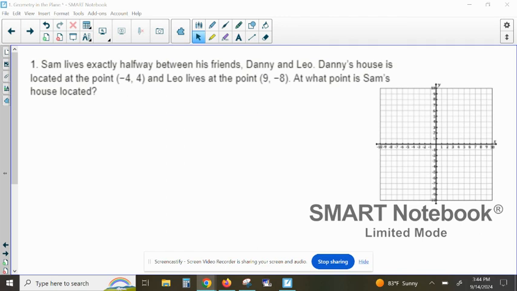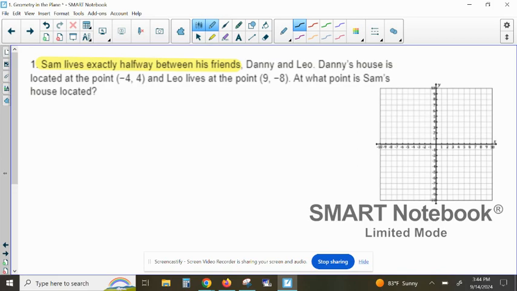Okay, so Sam lives halfway between his friends, Danny and Leo. Danny's house is located at point -4, 4, and Leo lives at point 9, -8. So Sam is halfway in between. So that means that we have some points on our graph.